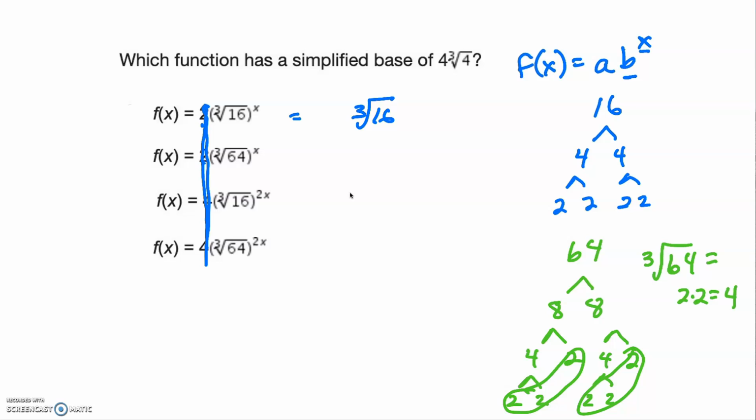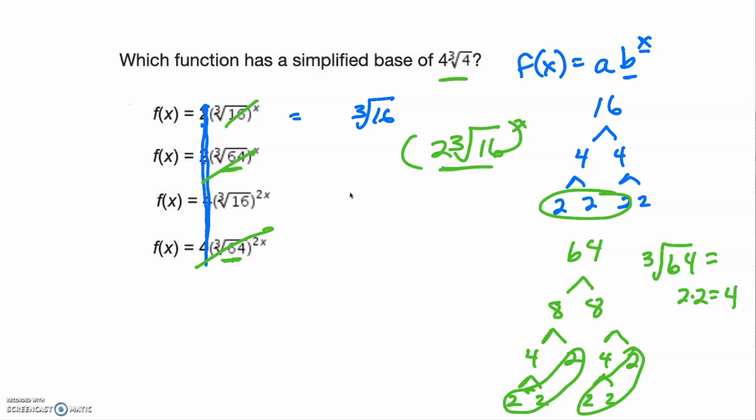So if we have the cube root of a number down here, the 64s we know aren't going to work because there's not going to be a radical left underneath. So I can eliminate those two very first. So now I'm left with these 16s. So in this case, I will have the cube root 2 times the cube root of 16, all to the x. Well, this does not match this base. So let's try cube root of 16 to the 2x.